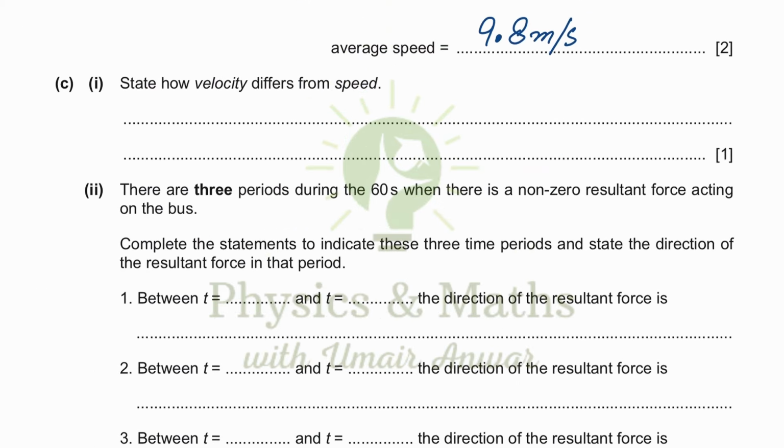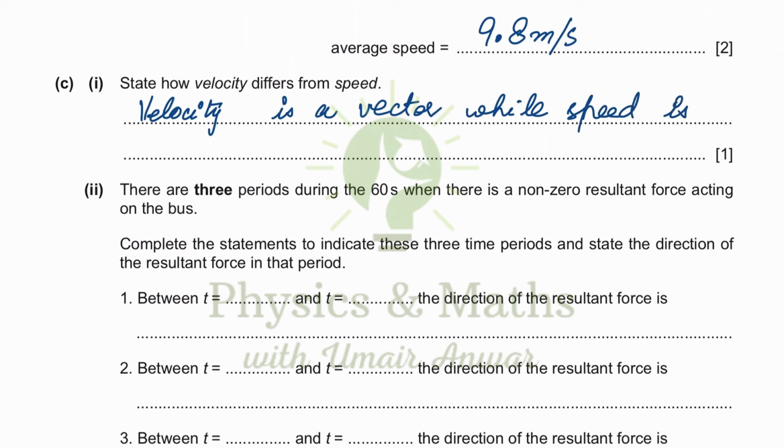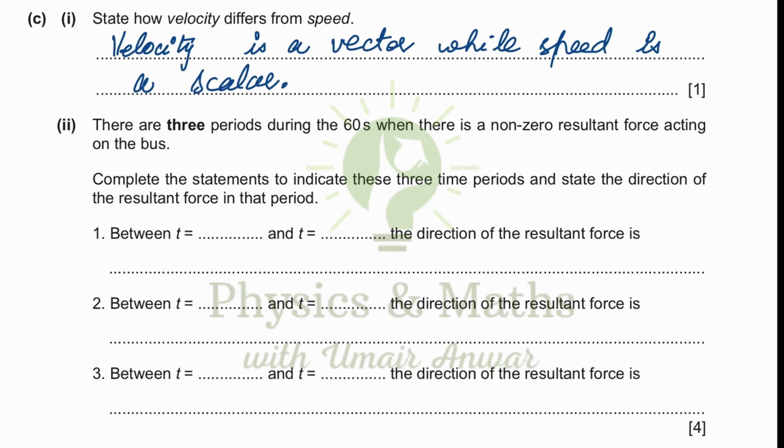State how velocity differs from speed. So velocity is a vector, while speed is a scalar. Scalars do not have any direction. Velocity, being a vector, has a direction also.